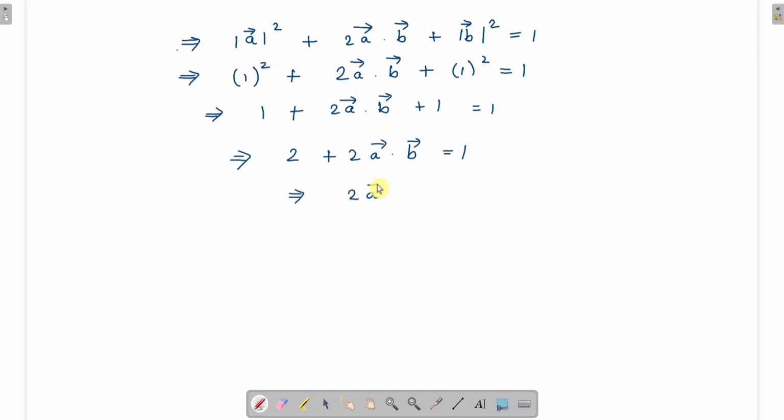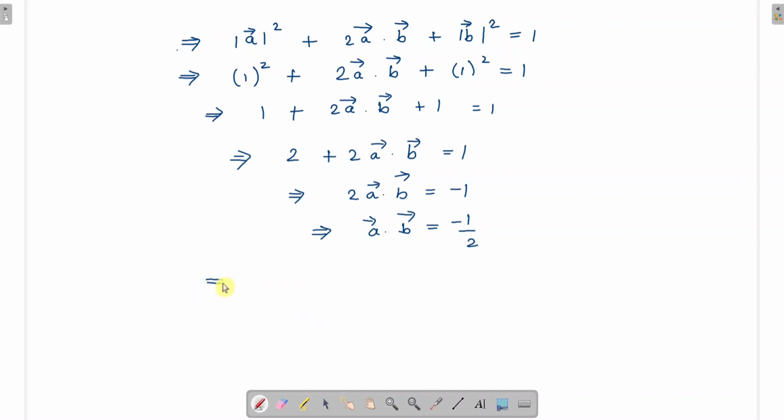That means 2 times a bar dot product b bar is equal to 1 minus 2 you will get on the right hand side, so that is minus 1, right. So this implies a bar dot product b bar is equal to minus half. This 2 will go on the other side.